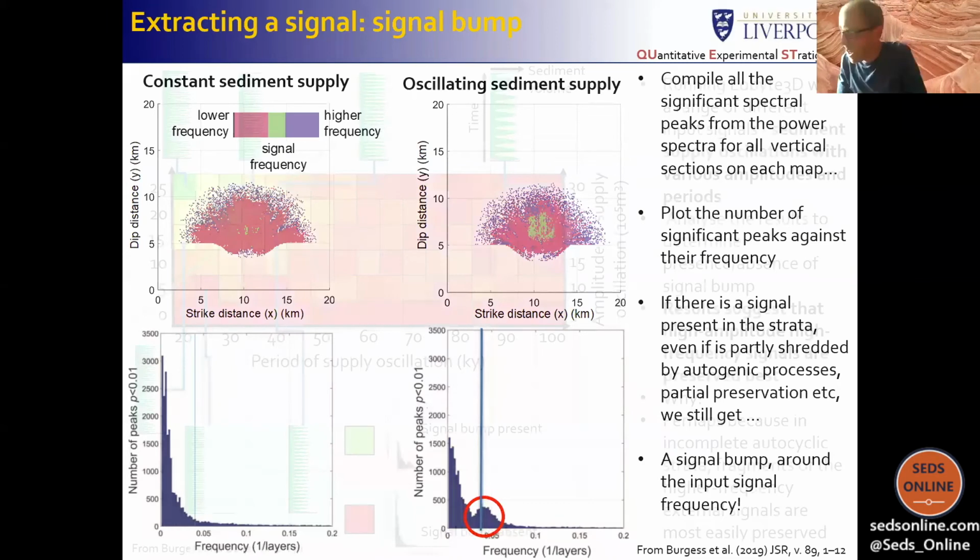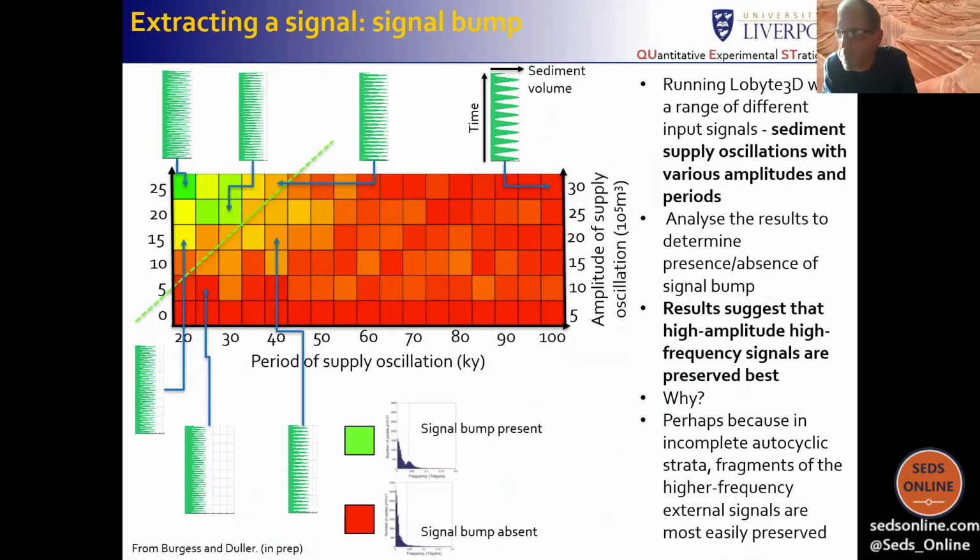The work that Rob and I have been doing since, and arguing about a lot, and actually getting bogged down in some fairly complicated details of spectral analysis, which I blame all on you, Stefan, right? It's all your fault. We're trying to look now at running lots and lots of different Lobyte models with a range of different input signal periods and amplitudes. And that's basically what this diagram is showing you. Each of these squares is a model run which generates fan strata of the type that we've been showing, and then analyzes it to try and detect the presence or absence of this signal bump. Red basically means signal bump absent, green means signal bump present.